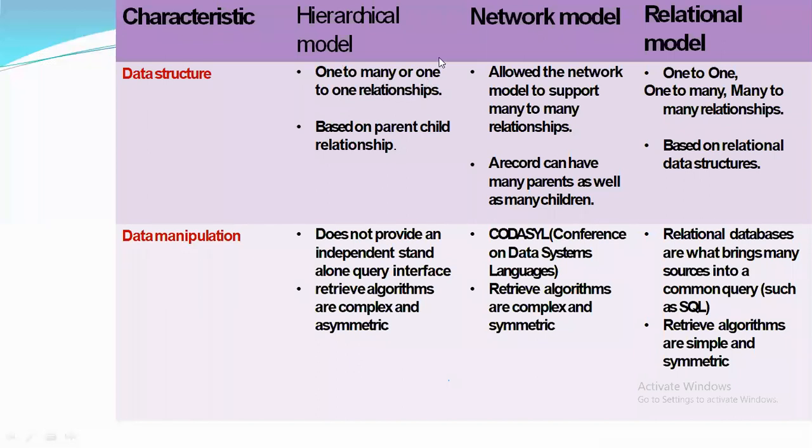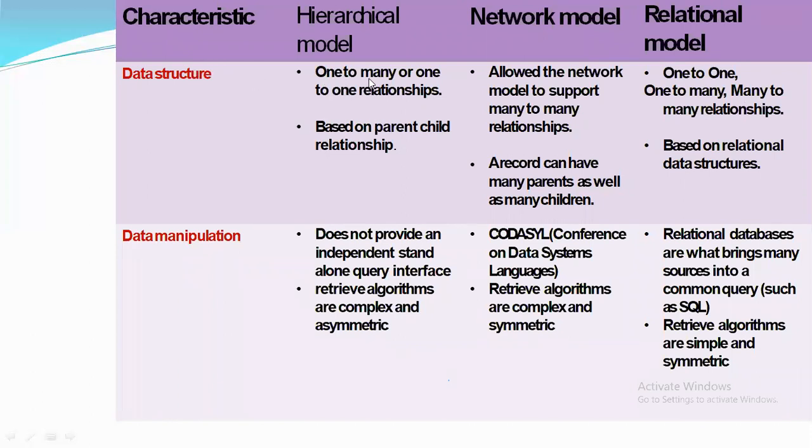While in the case of the network model, it supports many-to-many relationships only, because from one node we connect to all the nodes. The first node to all three nodes, the second node again to all three nodes, the third node again to all three nodes, the fourth node again to all three nodes. So the relationship is many-to-many only. While the relational model supports one-to-one, one-to-many, many-to-one, and many-to-many relationships. First of all, let's go for structure.